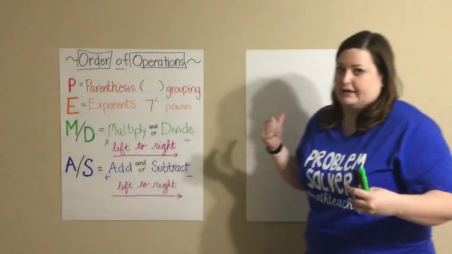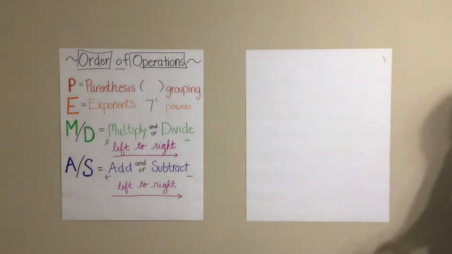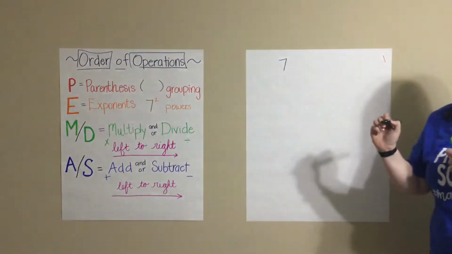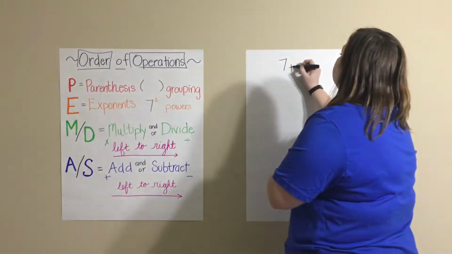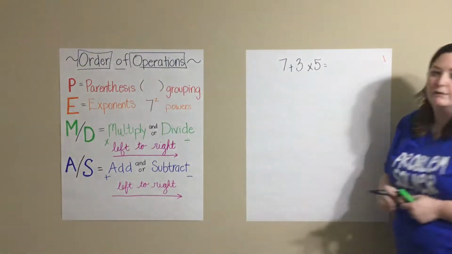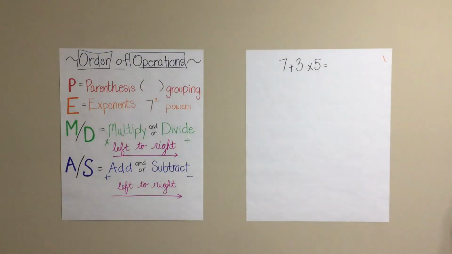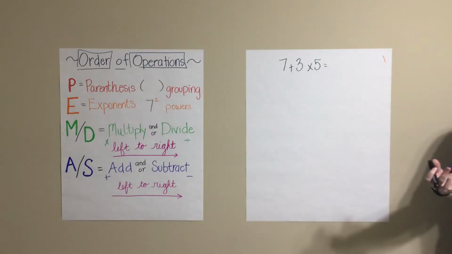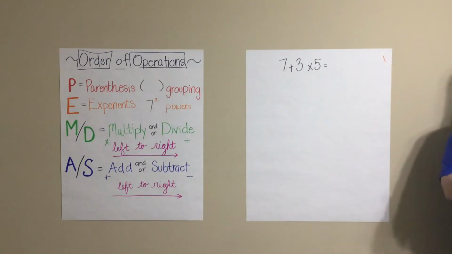Okay, so we're going to go over here to this board. All right, so I'm going to start with our first problem. We're going to have 7 plus 3 times 5, all in one equation, okay? All right, so I'm going to do this 2 separate ways. I'm going to do one thing first, and then I'm going to change it and do the other operation first, and we'll see what happens.